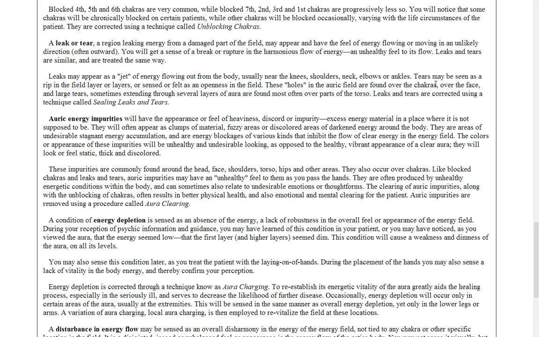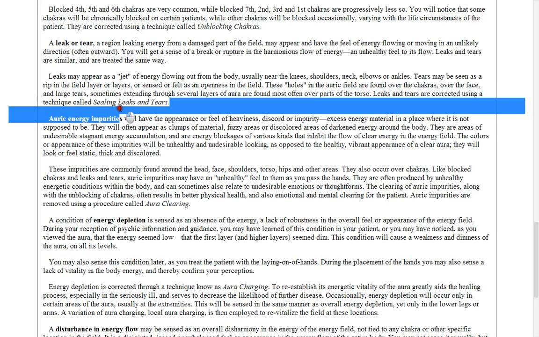Tears may be seen as a rip in the field layer or layers, or sensed or felt as an openness in the field, a cut. These holes in the auric field are found over the chakras, over the face in large tears, sometimes extending through several layers of aura, and are found most often over parts of the torso. Leaks and tears are corrected using a technique called sealing leaks and tears. So you have unblocking chakras techniques, and sealing, just like you're sealing a roof or a wall or a cup with a hole in it: sealing leaks and tears.